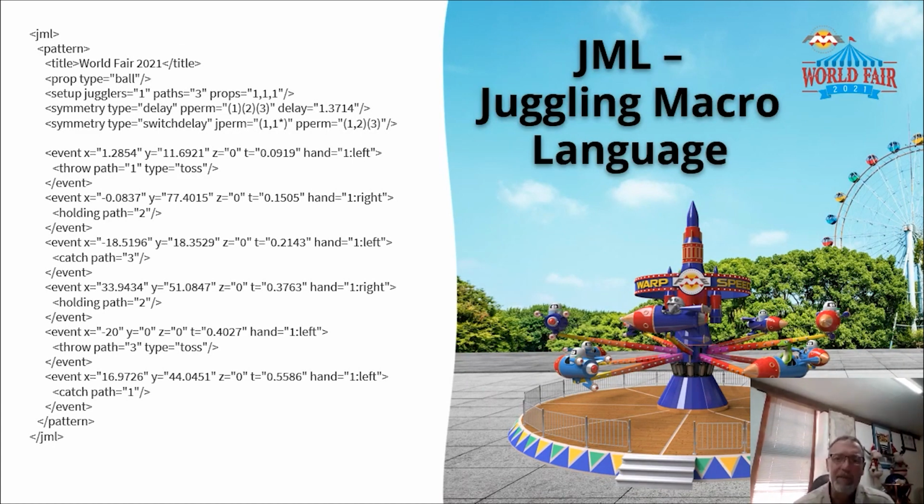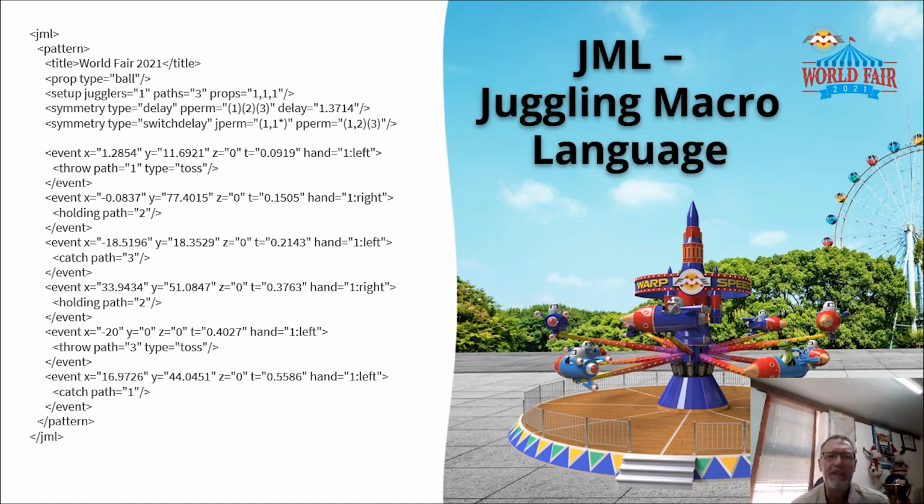I bet you not many people had heard of JML before, a juggling macro language. If you look on the left, it's just another variation of XML. If you have used XML in the past or have looked at an XML document, you'll see just the normal structure there, and so it enables programmers in this case to actually program how to simulate juggling.